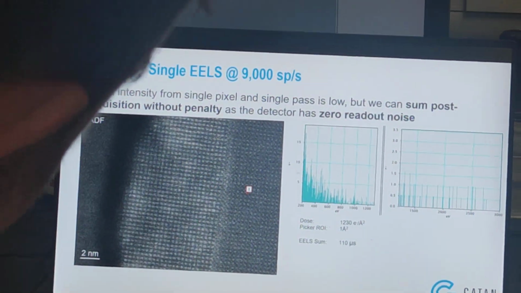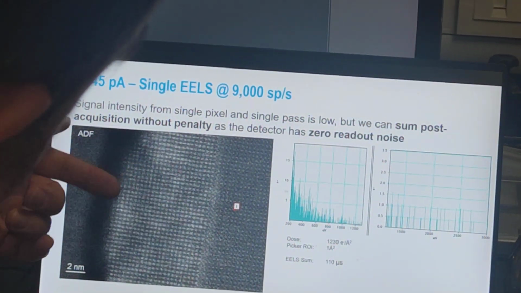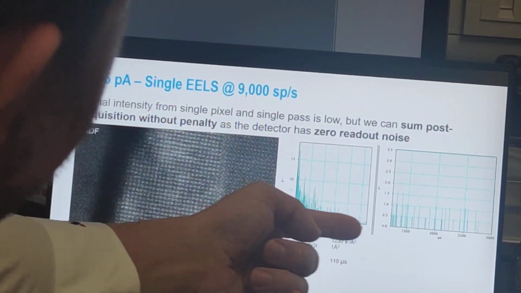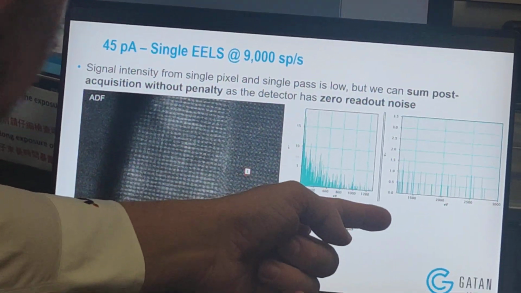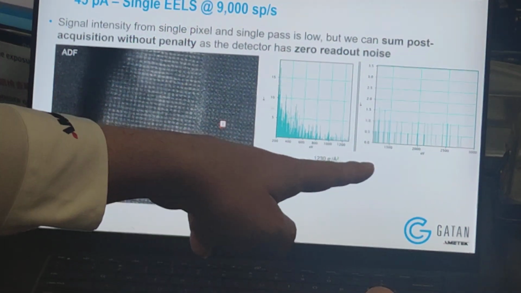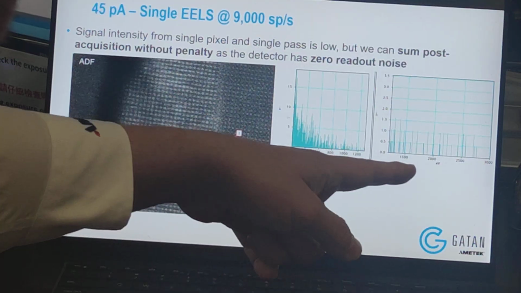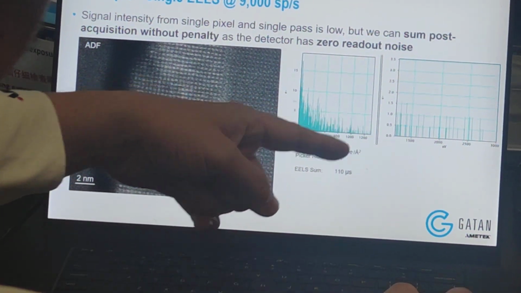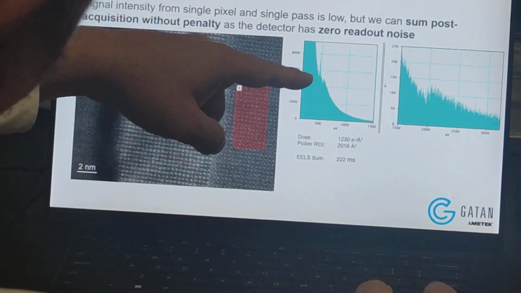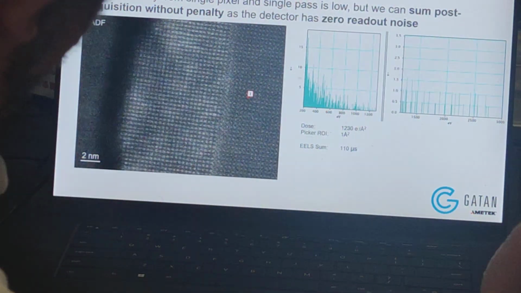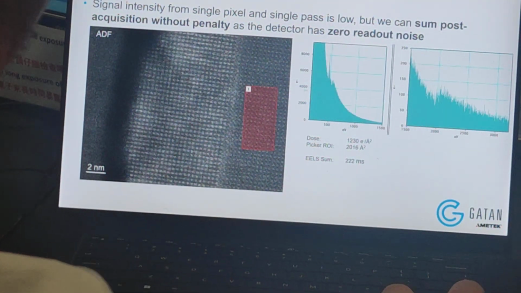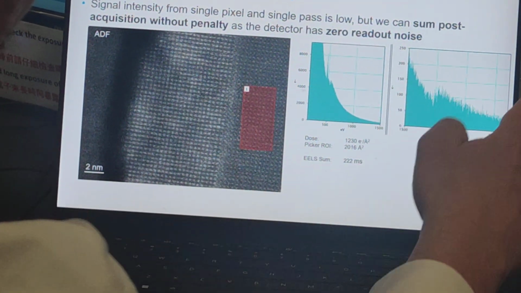So this is the Stellar, and that's one pass. This is the ADF. This is one extracted pixel from the EELS data, and this is cool. You'll be familiar with what the K3 does. It's the same, right? So this is one pixel, lots of pixels. So this looks like, wow, what are we going to do with this? And then you sum a few, and you're like, oh okay, this is usable.